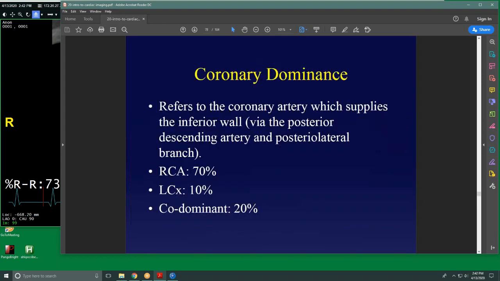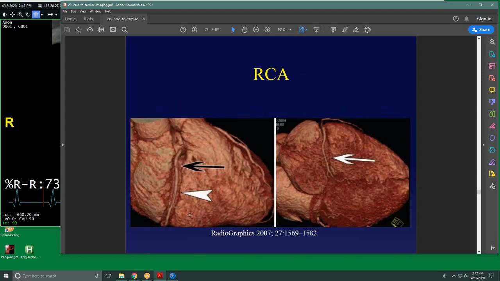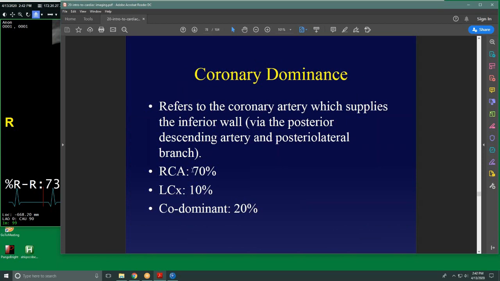Oh, okay, well, I'll just go to the RCA here. Yeah, so that's the RCA there in the atrioventricular sulcus, and okay, sorry, 70% of people are right dominant, 20% co-dominant, 10% left dominant.